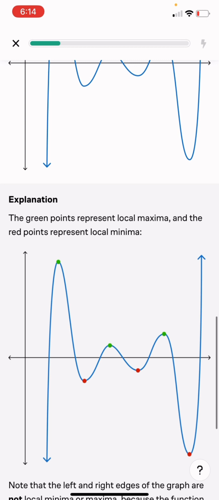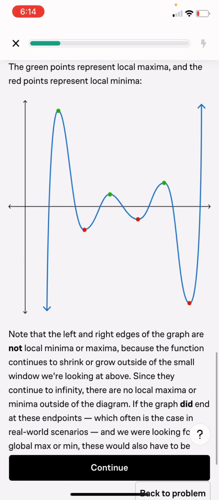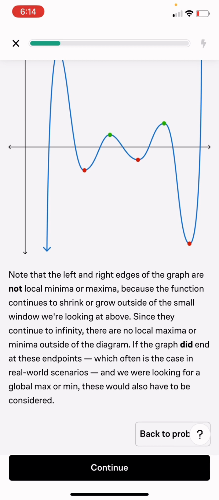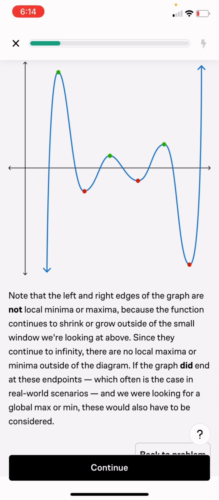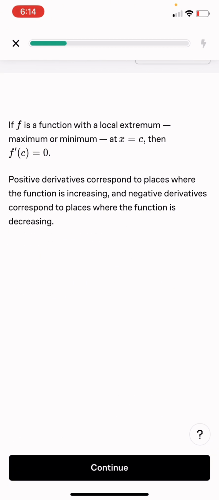The green points represent local maxima, and the red points represent local minima. Now, note that the left and right edges of the graph are not local minima or maxima because the function continues to shrink or grow outside the small window we're looking at above. Since they continue to infinity, there are no local maxima or minima at the edges of the diagram. If the graph did end at these endpoints, which often is the case in real-world scenarios, and we were looking for a global max or min, these would also have to be considered.